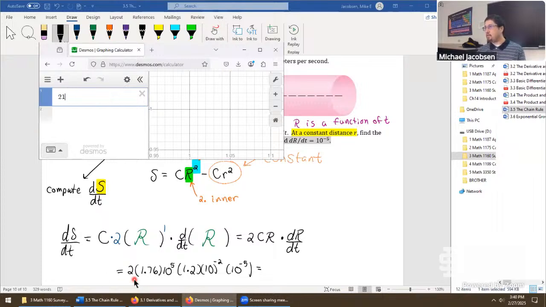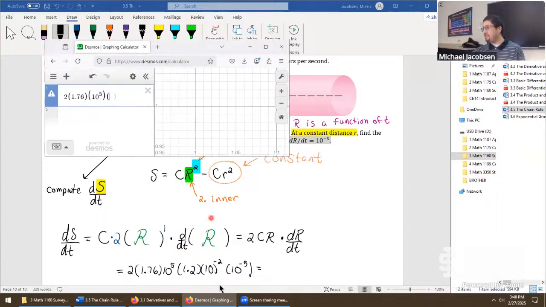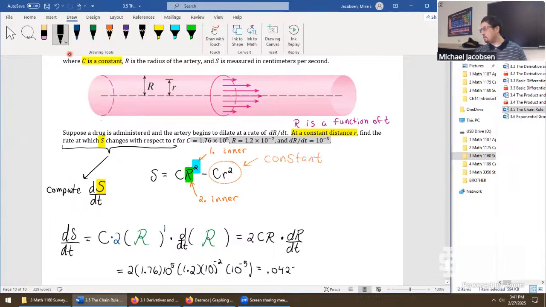Altogether, we have 2 by 1.76 by 10 power 5. Then let's see here. Let me double check I got that copied in. Okay, 1.2, 10 power negative 2. I could have saved some steps and said that's 10 power negative 7. But Desmos doesn't care, so let me just type it in verbatim. And we get this as a value, 0.04224. The original function S was measured in centimeters per second. So we would say that this is centimeters per second squared.